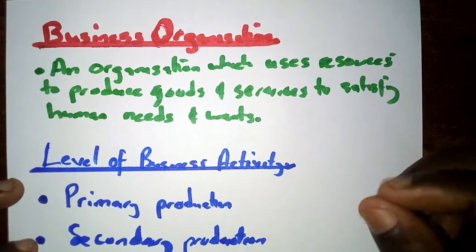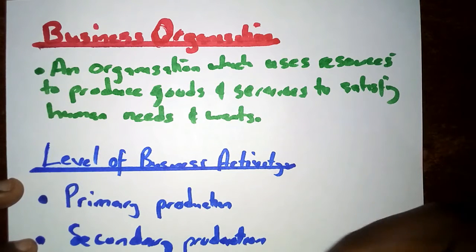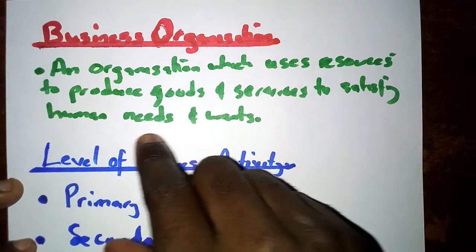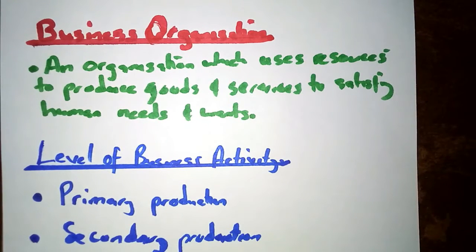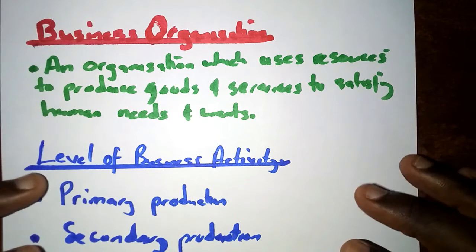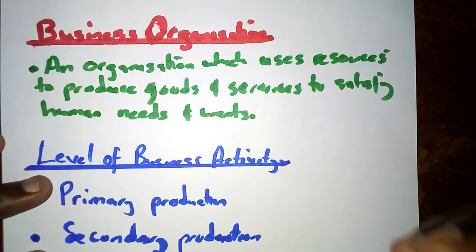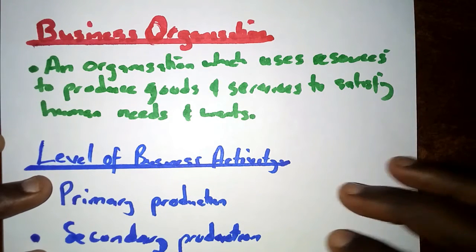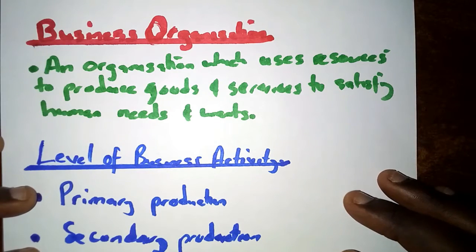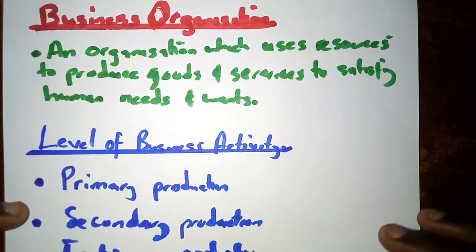So we are looking at businesses coexisting in the economy to provide goods and services to satisfy human needs and wants, which means businesses exist in the economy because they need to satisfy the needs and wants of people. As you know, there is no end to the needs and wants of people, but businesses try by all means to provide a sufficient number of the goods and services that are demanded by the people. So let's look at the levels of business activity, which is very important for you to understand.